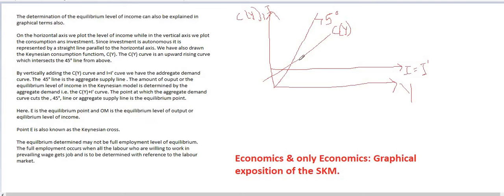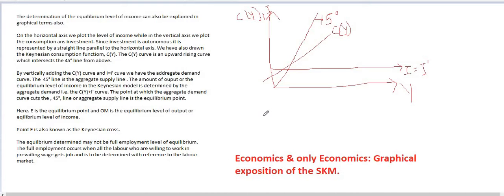It is the aggregate supply line, or the equilibrium line where the equilibrium will occur, because 45-degree line means at every point on this line Y is equal to C plus I, or demand is equal to supply. But how much will be produced in the economy is determined by the aggregate demand. So let us now draw the aggregate demand curve.